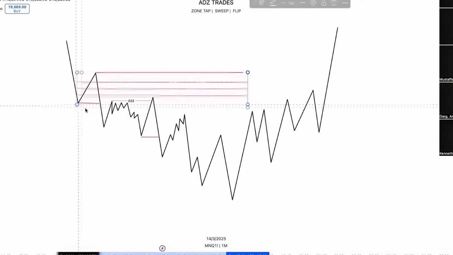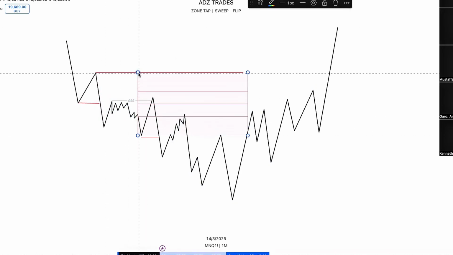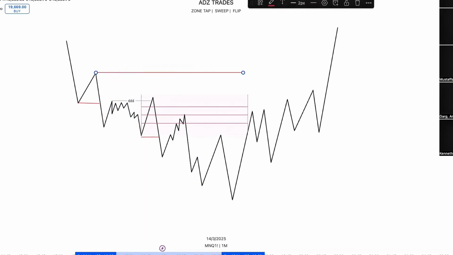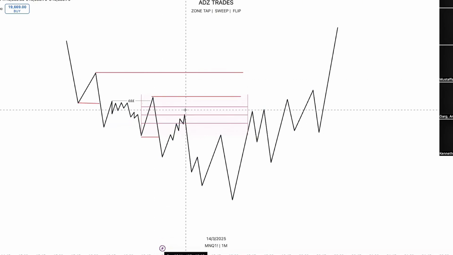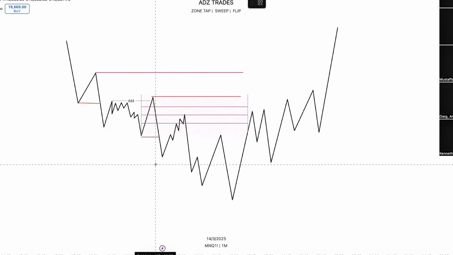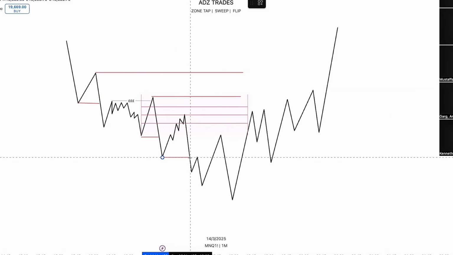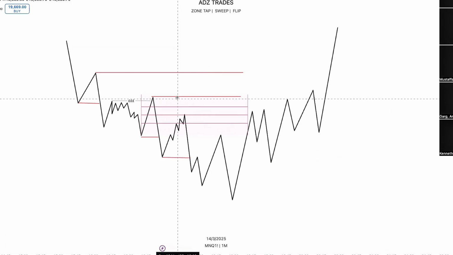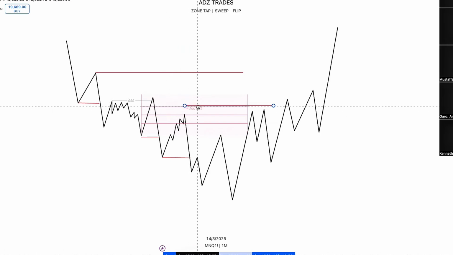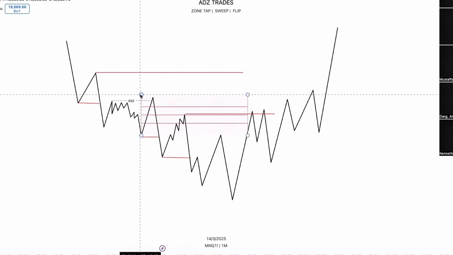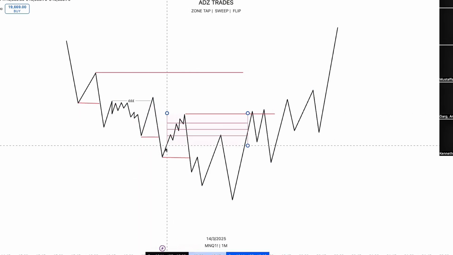Where does this zone now get moved to? It gets moved to here. We mitigate this zone, boom, boom, boom. We move lower, nice. New breaker structure here. New protected high where? The highest point between this low and where we closed below it, here. What does that give us? A zone here.